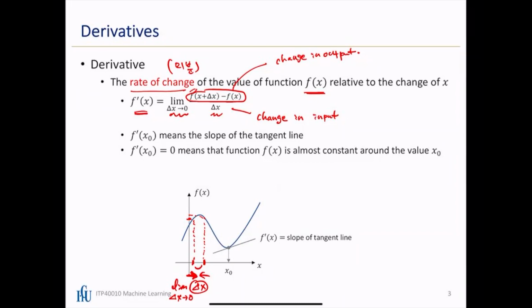Something like this. And eventually, this change rate becomes the slope of the tangent line on the function. So you pick a spot and draw a tangent line. The slope of that tangent line becomes the derivative value.